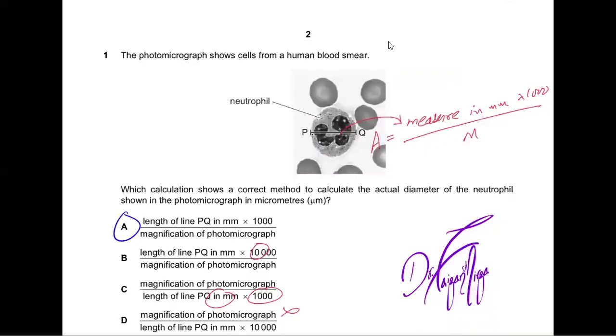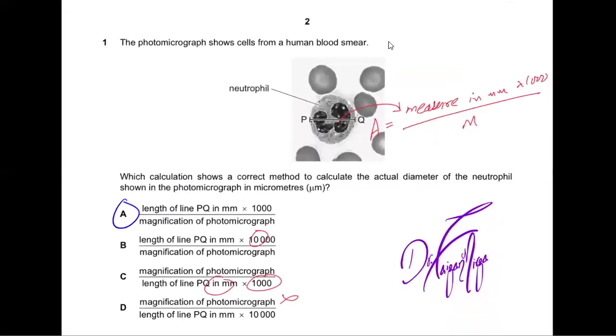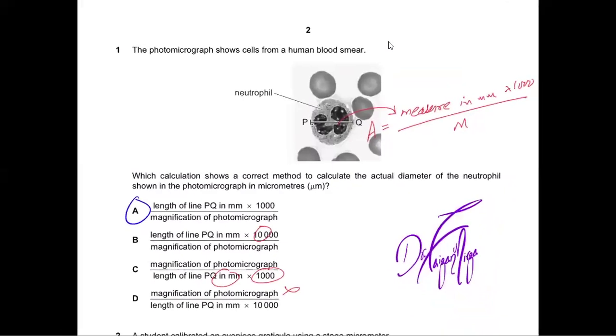So in this paper, the first question came for magnification. You are provided with this photomicrograph here. A neutrophil is shown to you. The diameter is being taken from the line P and Q. They're asking you to calculate the actual diameter.